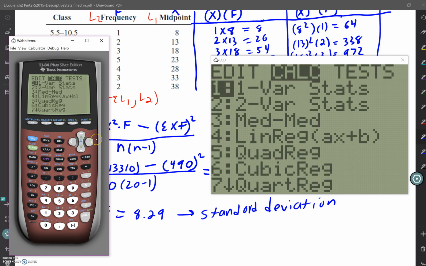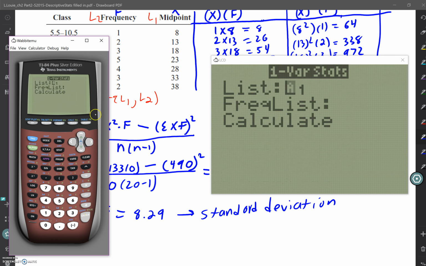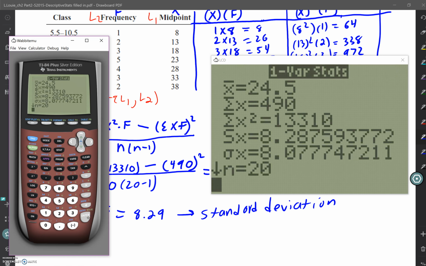And then I'll go over to my 1-Var Stats, tell it where my midpoint list is, which for me is in list 1. And this is the time that I actually need to tell it that second list, which is L2, where my frequencies happen. If yours doesn't look like mine, remember you put list 1 with a comma, list 2, so it knows you want to look at both lists. And we'll calculate.